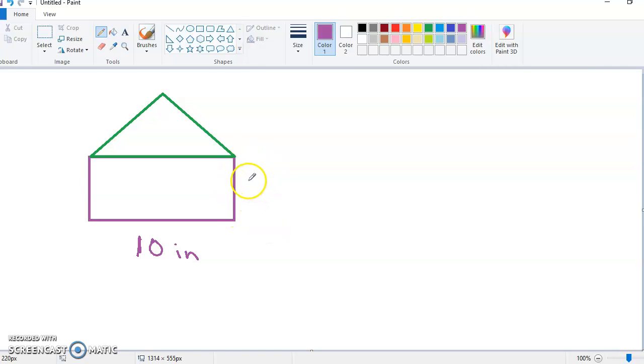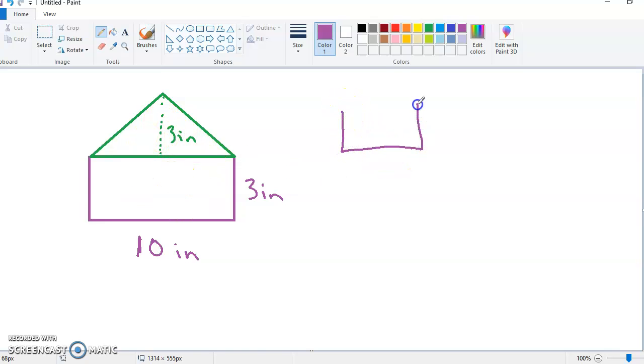is 3 inches, and then the measurement from the top of the triangle down to the base of the triangle, we'll say, is also 3 inches. So I want to be able to find the area of the entire figure. So all you have to do is separate this into its two different shapes.